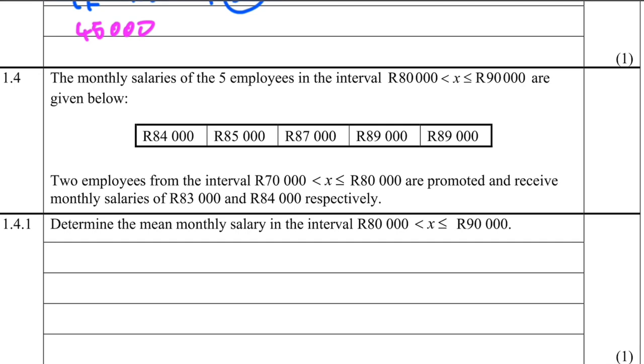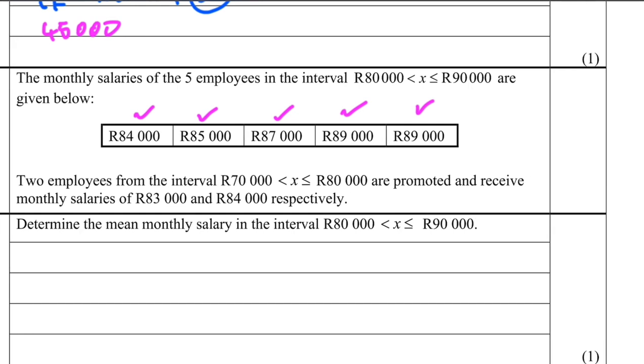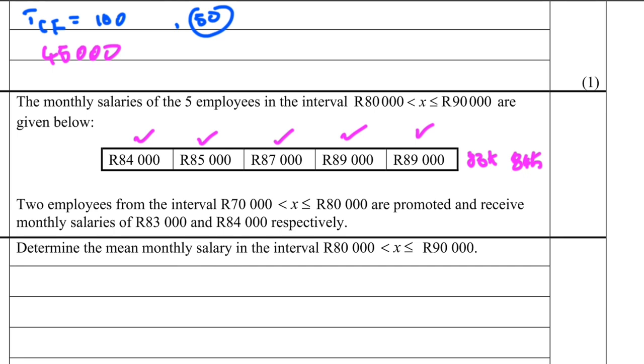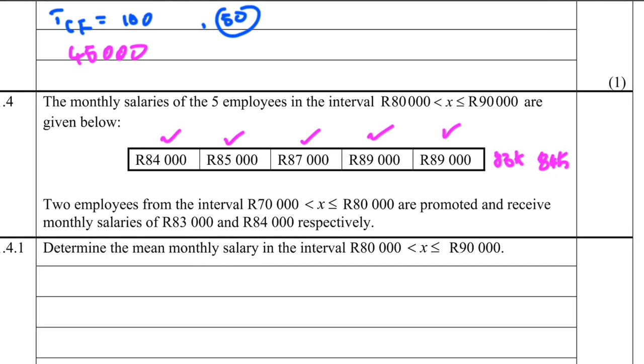So in addition to 1, 2, 3, 4, 5, we have 2 from 70 to 80 that have been promoted. So we also have 83,000 here. We also have 83K, and we also have 84K because they've been promoted and now they're earning between 80 to 90, right? Determine the mean monthly salary in the interval 80 to 90,000.